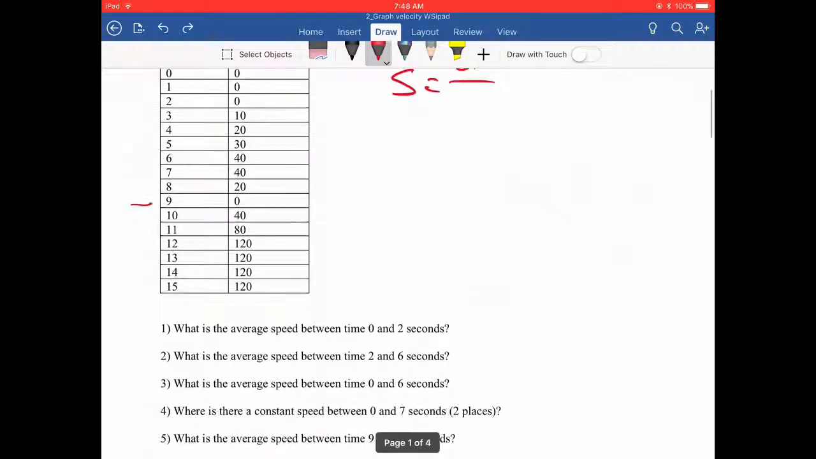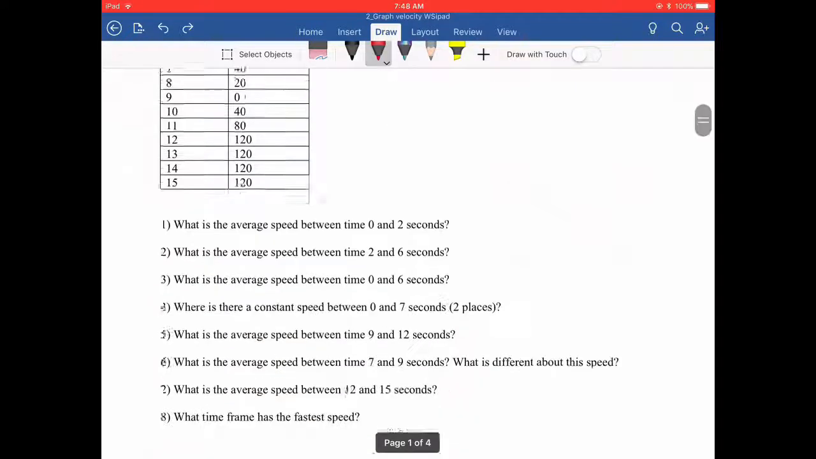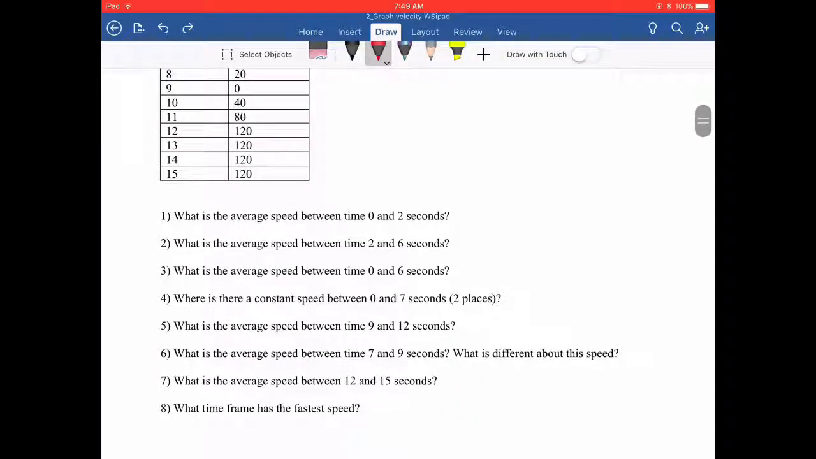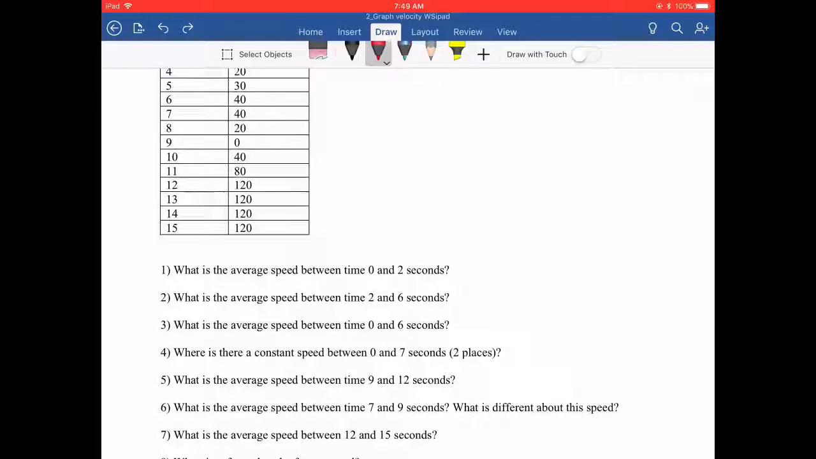Okay, now, next question. What's the average speed between 12 and 15? Well, 12 to 15, that's a 3-second time. And again, there's no change. It's at 120. So that's going to equal 0 feet per second.